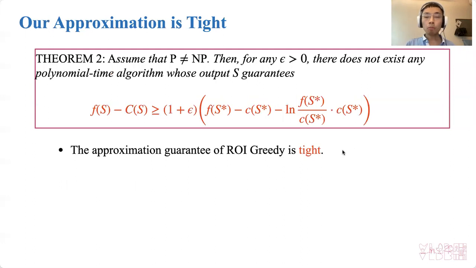We also show that our approximation is tight. We prove that if P does not equal NP, then for any epsilon, there doesn't exist any polynomial time algorithm whose output S is 1 plus epsilon better than our greedy.